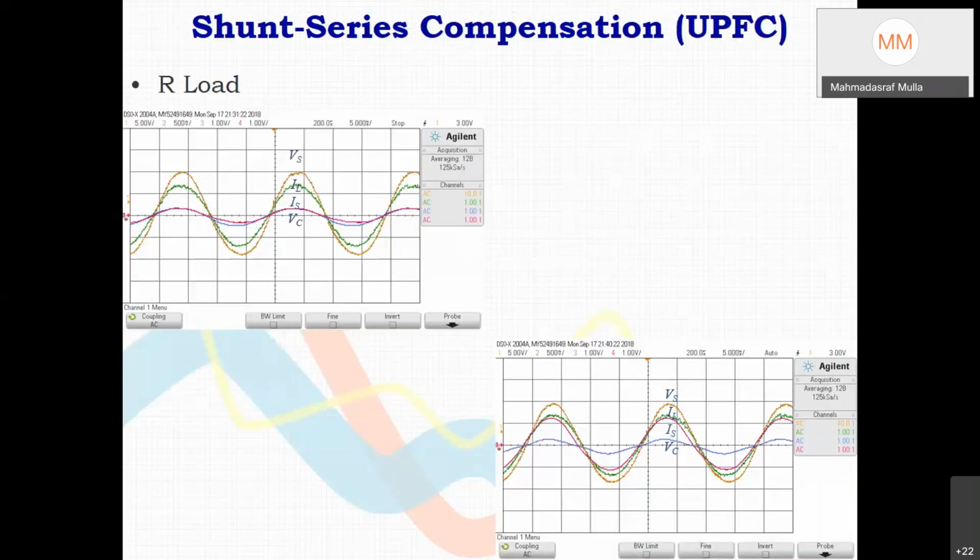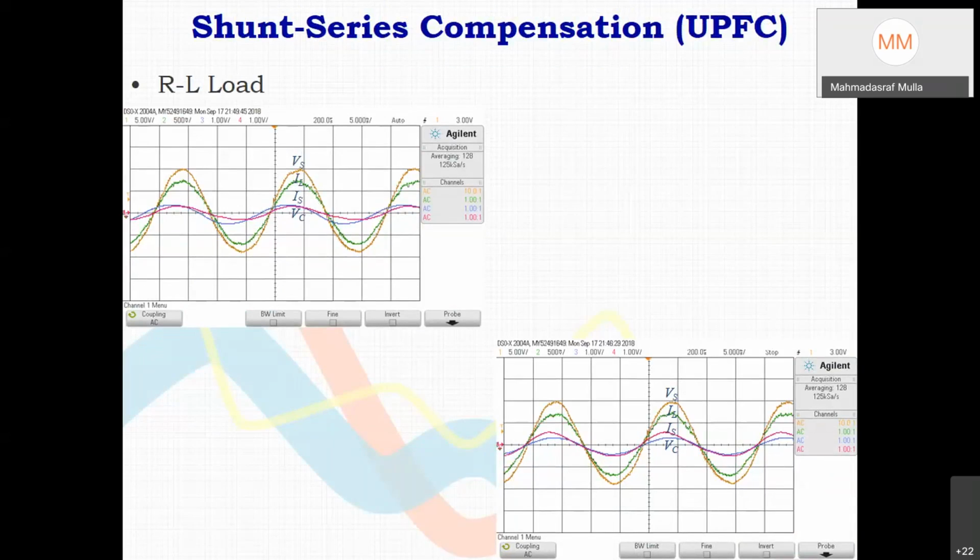So these are the test results now. At PCC, irrespective of any of these three arrangements, you will observe the same effect: VS and IS are in phase. Okay. So this is with resistive load testing. This is with RL load. So the actual lagging current is changed to in-phase current now. And here the magnitude of the load voltage you can maintain at some constant value.